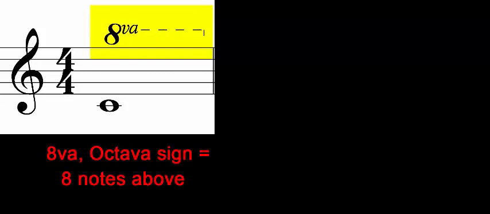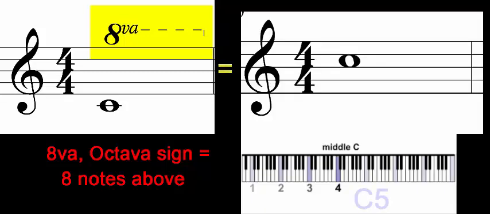There's another symbol that we need to recognize. It's the octave sign. It's number 8. 8 notes above and below. In this case, 8 notes above. So that middle C is actually the same thing as the space C on the 3rd space, which is right there on that keyboard that you see.